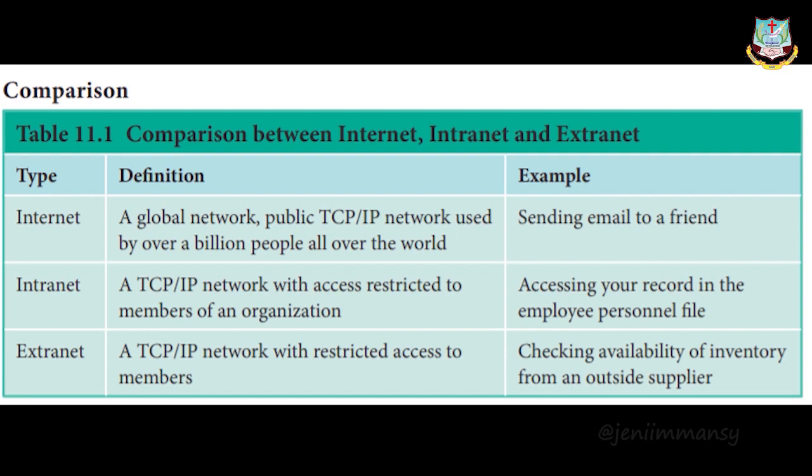The internet is a global TCP/IP network used by over a billion people all over the world. For example, you are just mailing your friend, or sending one message to one person. That is an example of the internet. An intranet is a TCP/IP network with access restricted to members of an organization. This IP network can be accessed only by the people who are inside a company or a restricted place or building.